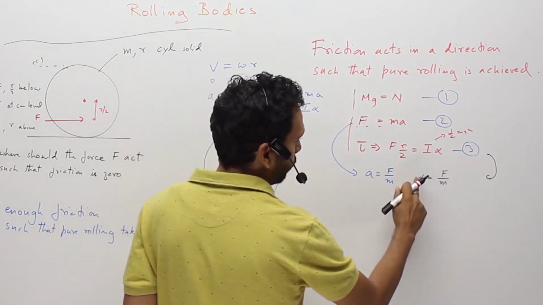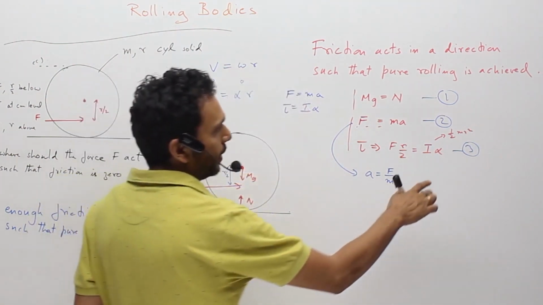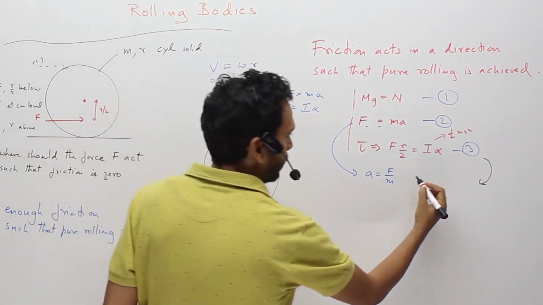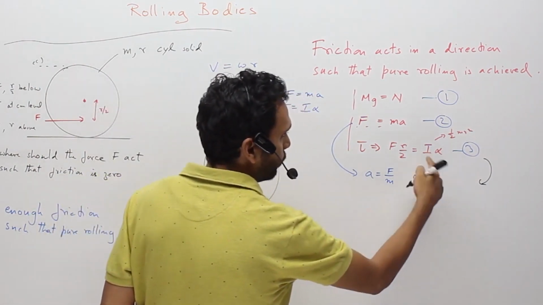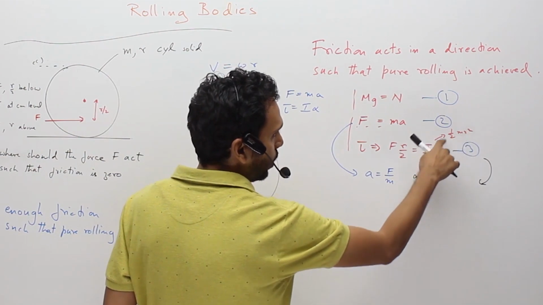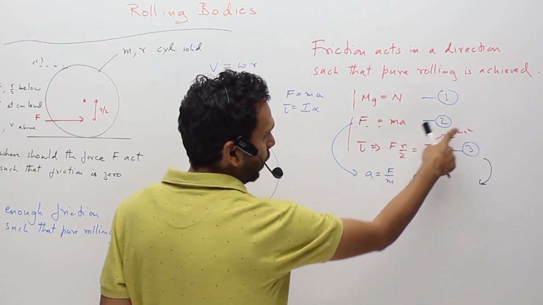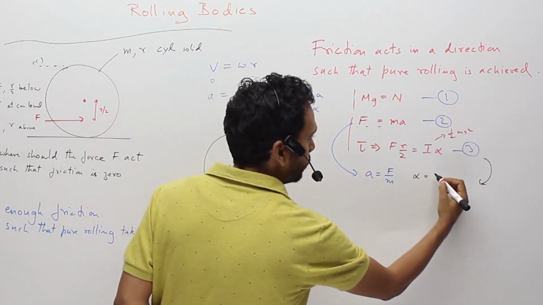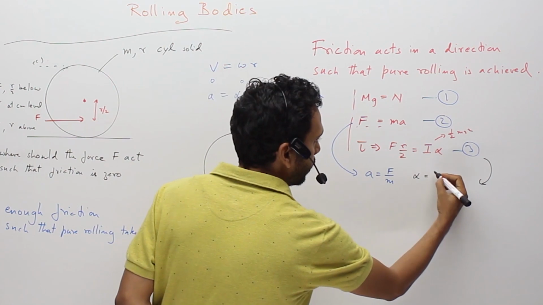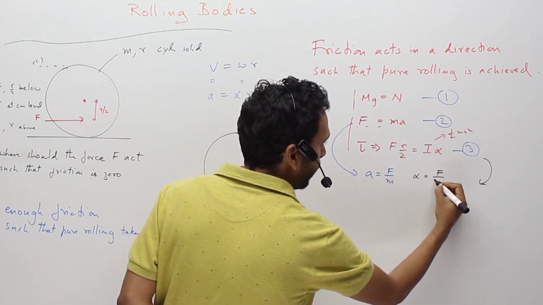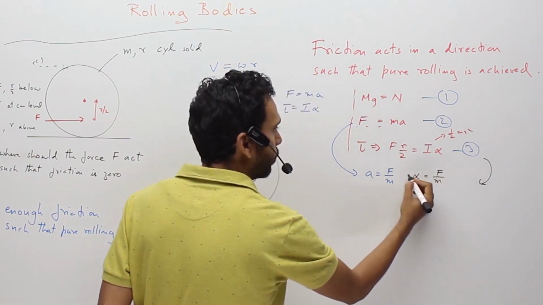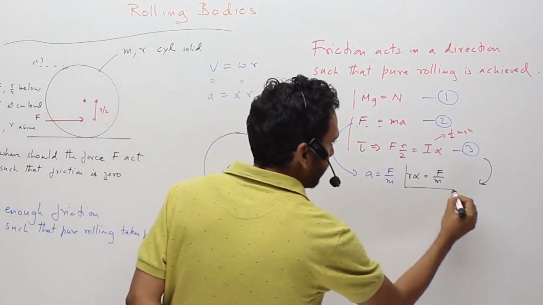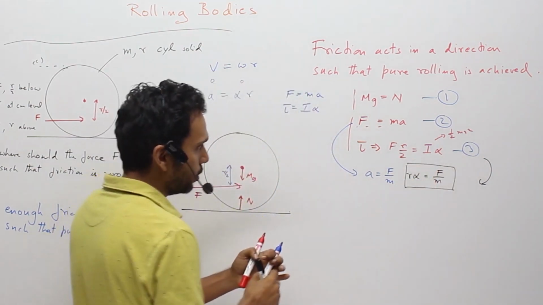I'll keep one of the r's with the alpha, and get my alpha from equation number 3. I'll put I as mr square by 2, so your 2 and 2 get cancelled, one of the r's gets cancelled, and we are left with m, which goes down there. So you have F by m times, and I'll keep the r with the alpha, so r alpha is equal to F by m. Here a is equal to F by m.